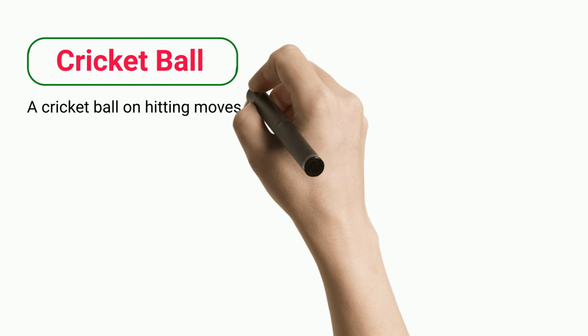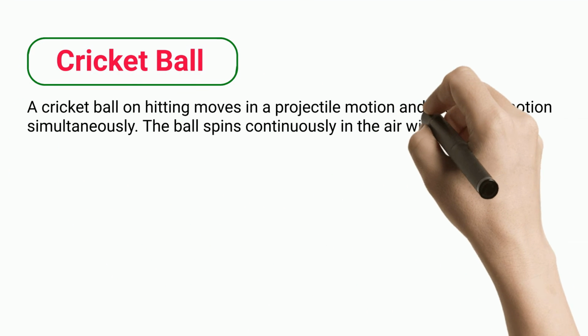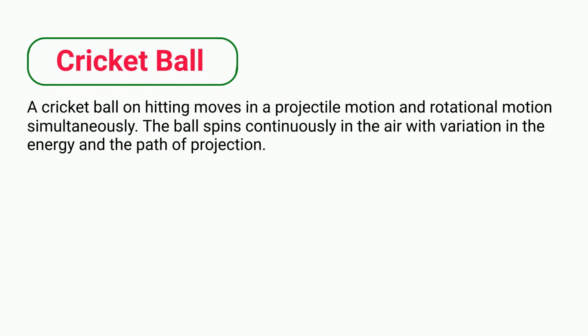Cricket ball. A cricket ball on hitting moves in a projectile motion and rotational motion simultaneously. The ball spins continuously in the air with variation in the energy and the path of projection.